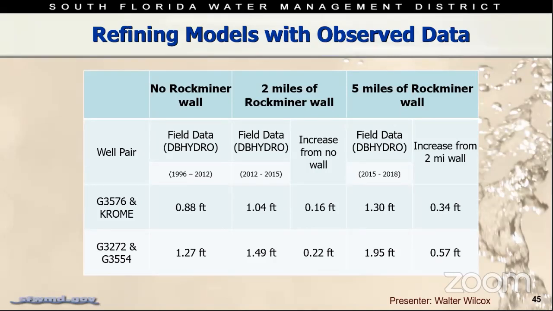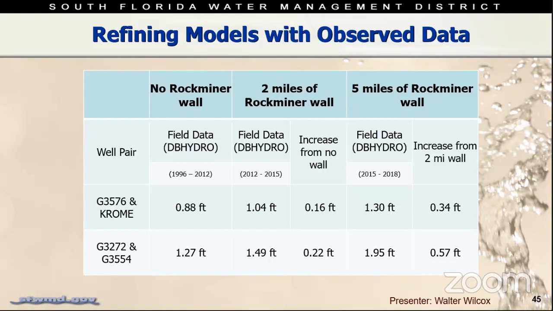But as we implement different portions of curtain walls in the system, as the Rock Miner wall was put in place, first a 2-mile segment south of Tamiami Trail and then a 5-mile segment south of Tamiami Trail, you can see that in general, those deltas start to increase.